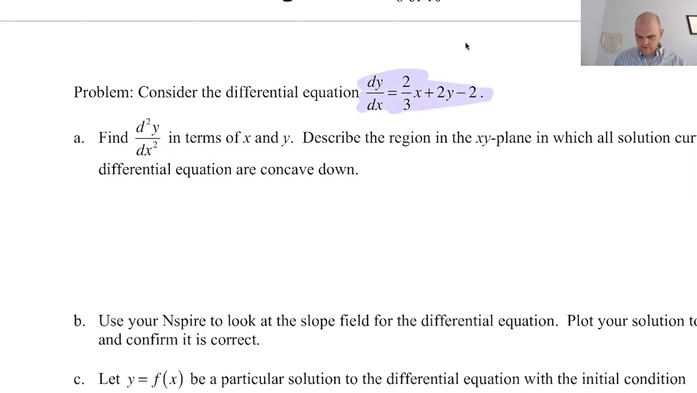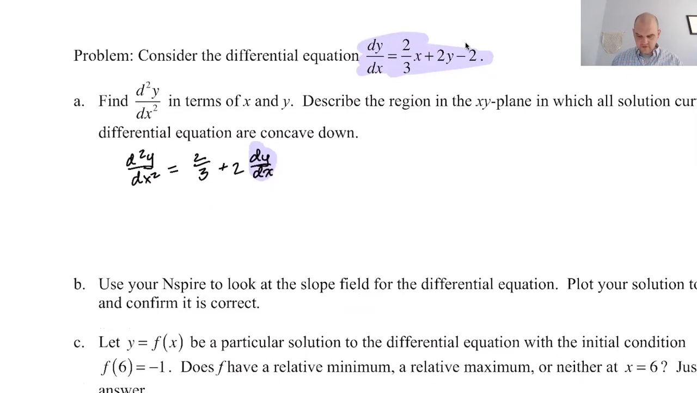All right, so we're taking the derivative with respect to x, and that's important. So the second derivative with respect to x is the derivative of 2/3 x, which is just 2/3, plus 2 times the derivative of y with respect to x, which is dy/dx. And the derivative of -2 is 0. Now we're not allowed to have a dy/dx in our answer, so we replace dy/dx with 2/3 x plus 2y minus 2. So the second derivative is going to be 2/3 plus 2 times (2/3 x plus 2y minus 2).